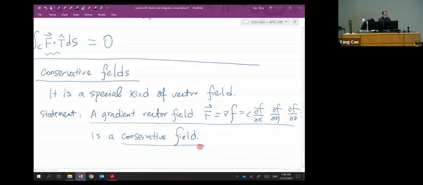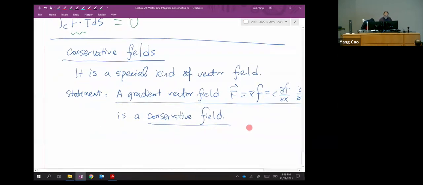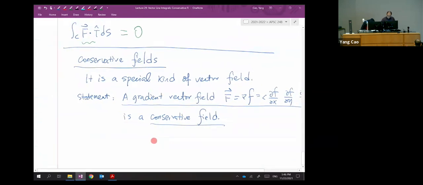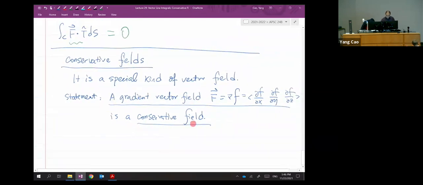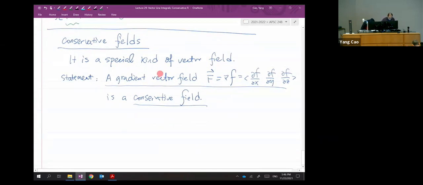I want to write it down as a statement for now, and we'll come back to this statement. We'll connect the dots between a gradient vector field and a conservative field. Now, let me give you a couple examples of a conservative field, which is not just pure mathematics. Number one is the gravitational field.